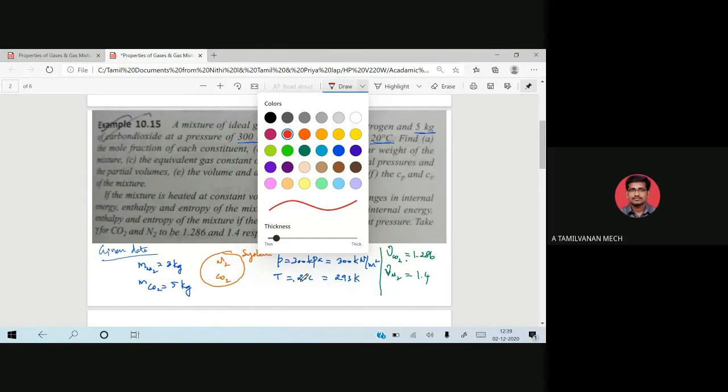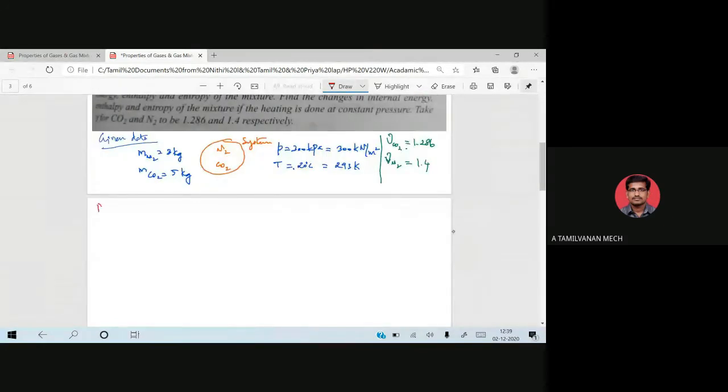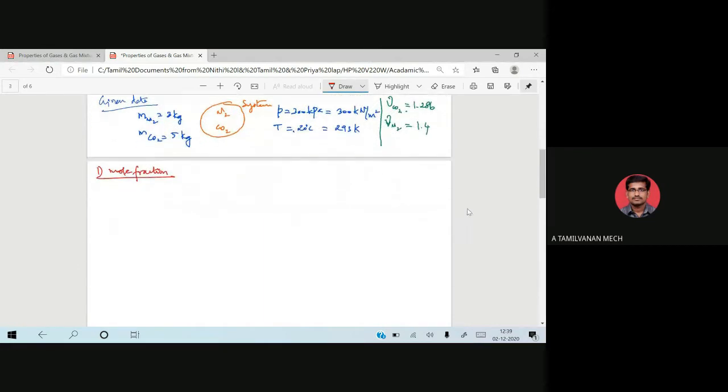So the first parameter we are going to find is the mole fraction. First you find the mole fraction of N2. For your two gases, first you write the mole fraction of N2. Mole fraction can be written simply as X. So first you find the mole fraction of N2, that is X of N2. What is meant by mole fraction?